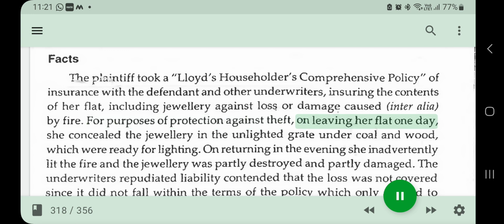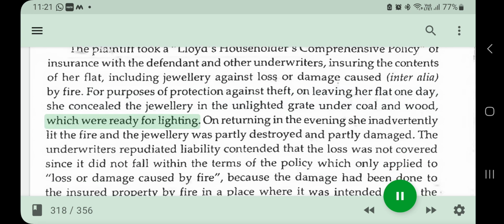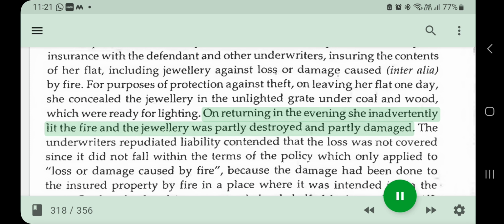For purposes of protection against theft, on leaving her flat one day, she concealed the jewelry in the unlighted grate under coal and wood, which were ready for lighting. On returning in the evening, she inadvertently lit the fire and the jewelry was partly destroyed and partly damaged.